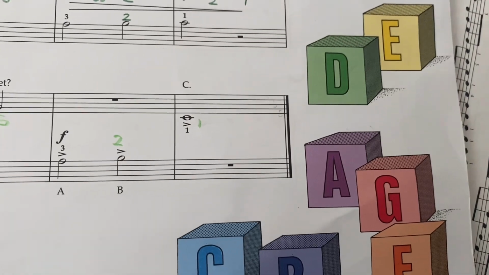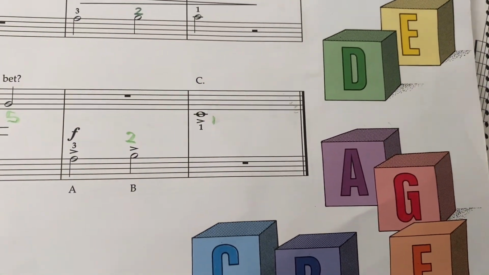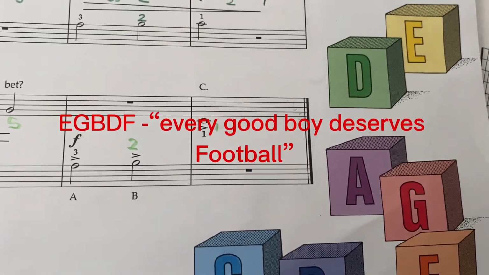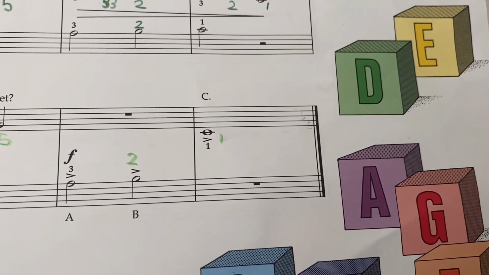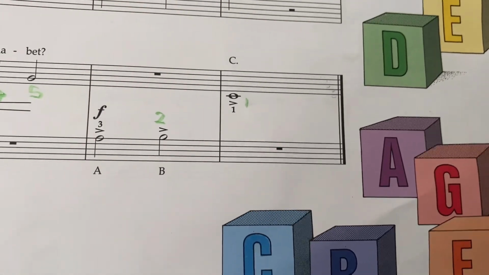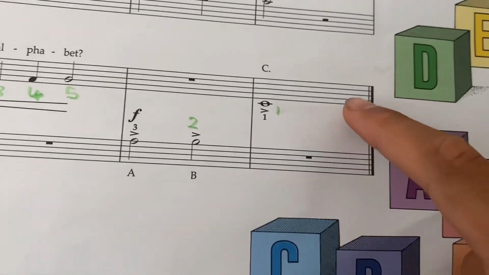An easy way to remember these is by using phrases such as every good boy deserves football. If I was to look for G, I'd go every good. Good is the second word, therefore G is the second line.